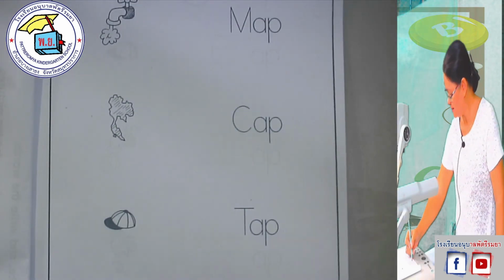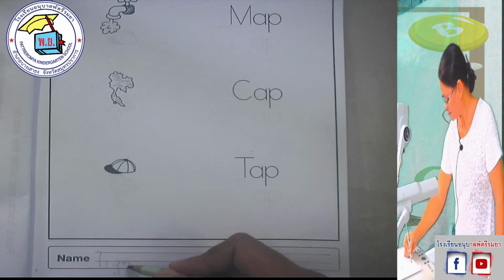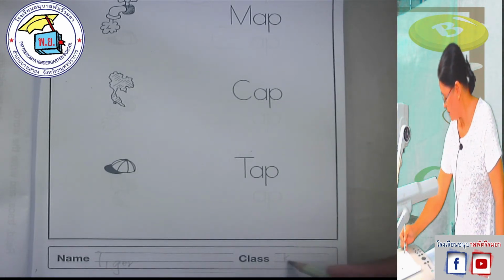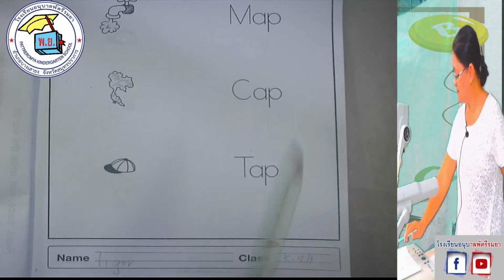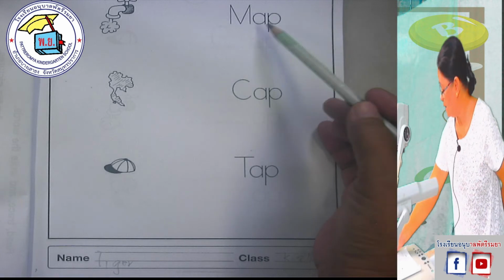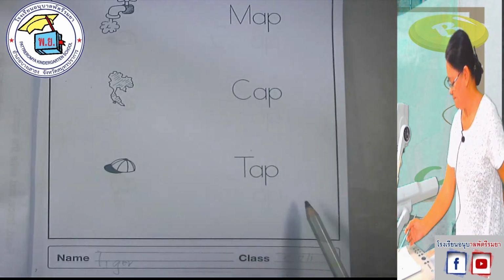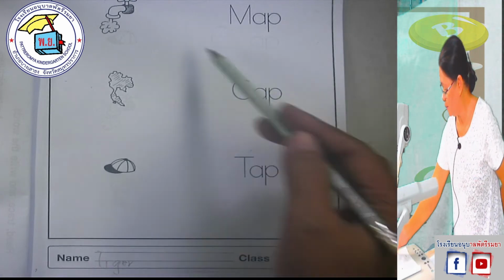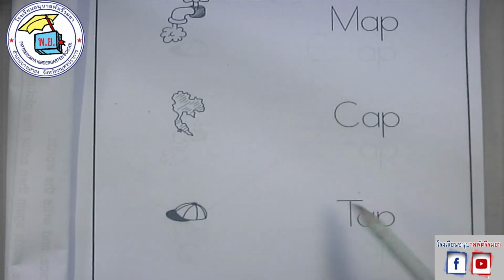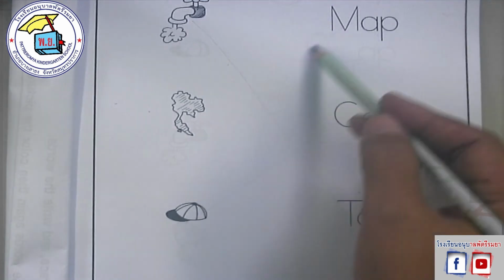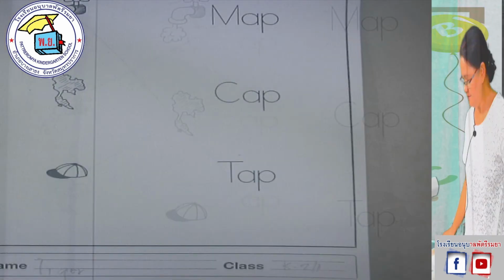Also you have to write your English name here. You have to write, for example, if your name is Tiger. And then your section, you are K2-1. All you have to do here is, as you can see, there is a sound map, cup, tap. So we are going to connect the word to the proper picture. So you will see, this is the cup, this is the tap, and this is the map. Okay, and then you have to color so that it looks beautiful.